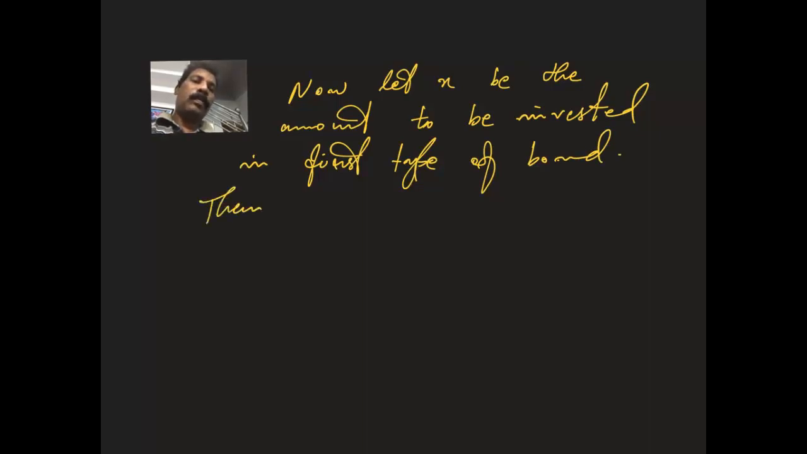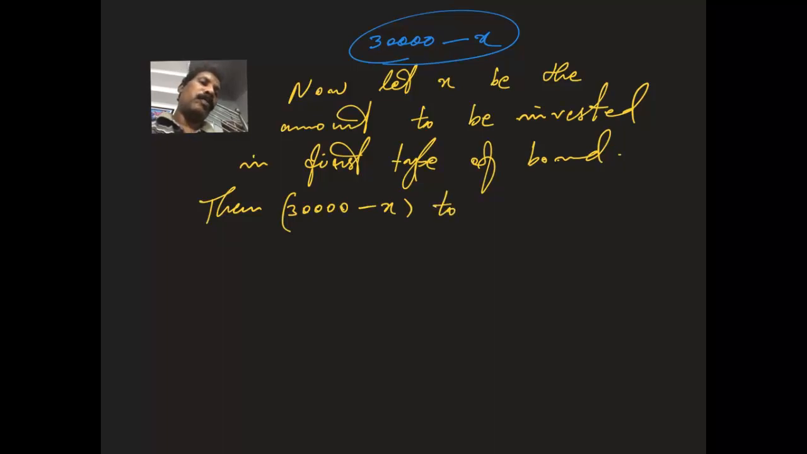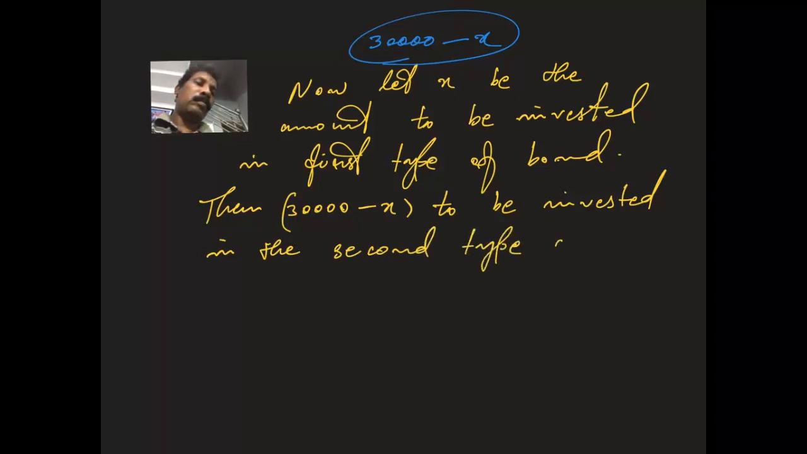Then the remaining amount. What is the remaining amount? Because we have a total of 30,000, and x we are investing in the first type. So the remaining should be 30,000 minus x to be invested in the second type of bond.